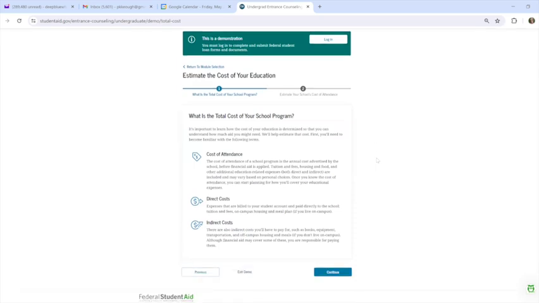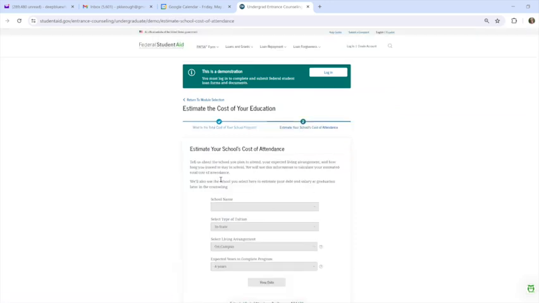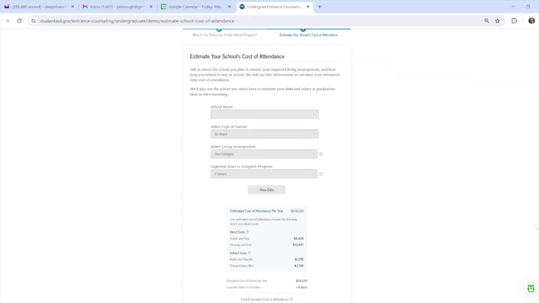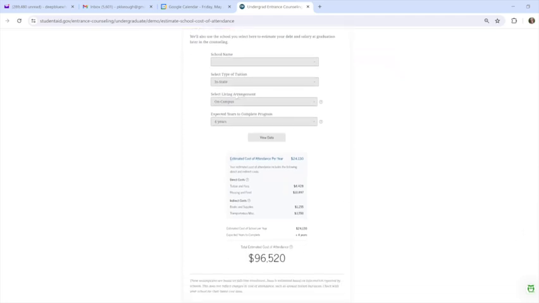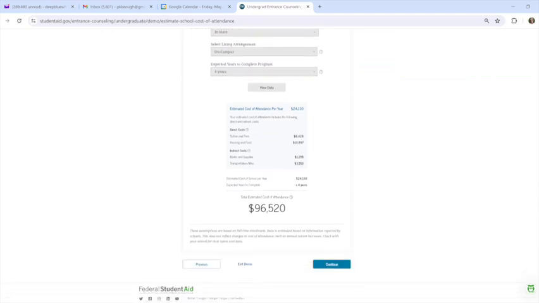There's a thing called the cost of attendance, which is the total cost, and then there's direct and indirect costs. A lot of this is just information for you so you understand basically what you're getting into. So you can estimate your school's cost of attendance by going in here and clicking on a school. When you're in yours, you'll be able to enter a school name here and search and pick up that school. So it'll give you the exact cost of attendance. And that's important for you to understand. Doesn't mean that that's what you're borrowing, but that's this piece.